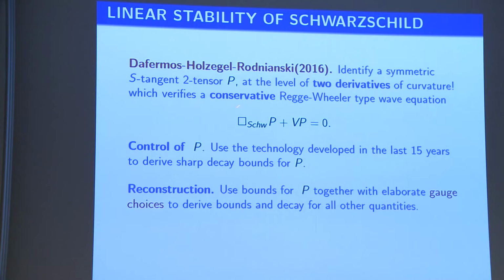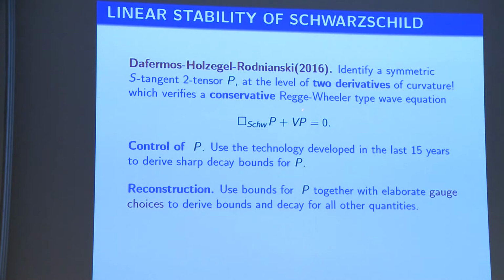So this has actually good energy estimates and more of it, and so on and so forth. So you can start applying all the technology developed in the last 15 years, to which I alluded before, in order to control the decay properties, boundedness and decay properties of this P. Once you have that, then you have to reconstruct all the other quantities.